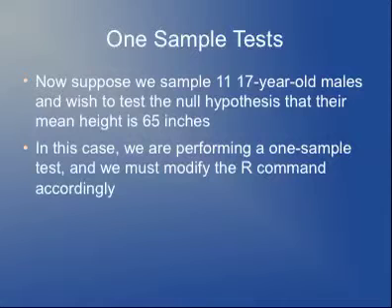And let's say that rather than doing a paired t-test, you want to do a one-sample t-test, where you just sample 11 17-year-old males, and you want to test the null hypothesis that the mean height is 65 against the alternative that it's something other than 65. In this case, you're doing a one-sample test, so you have to modify the R command accordingly.